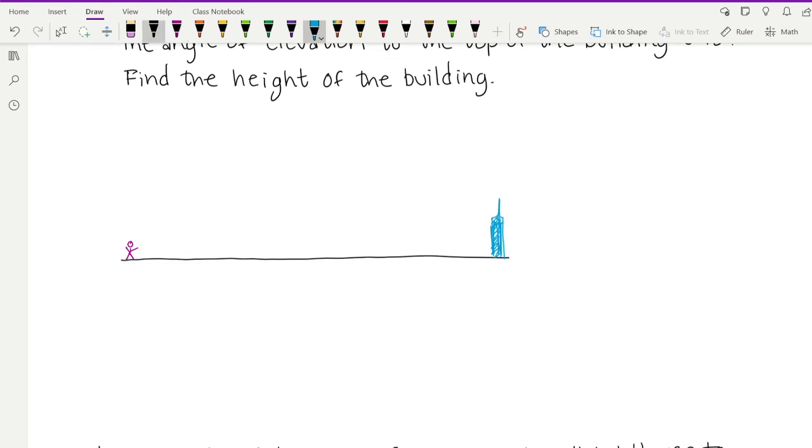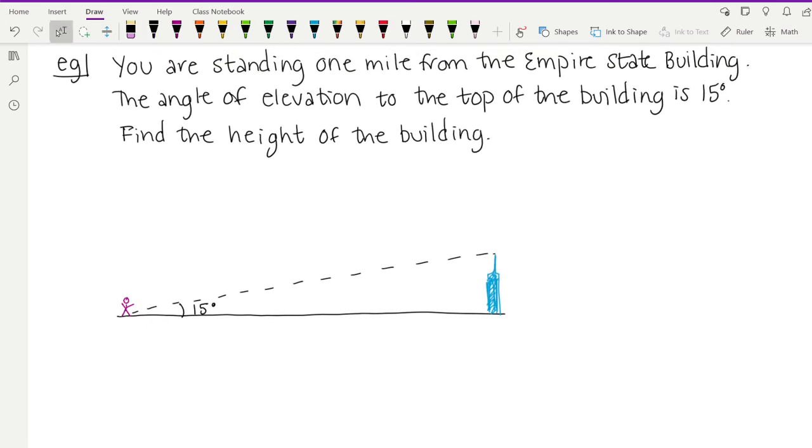And so the angle of elevation being 15 degrees, what that means is that this angle here is 15 degrees. That is our angle of elevation. Okay, so what other information is given and what information are we trying to find? Well, we're told that we are 1 mile away from the building. And so that means that this distance down here is 1 mile.